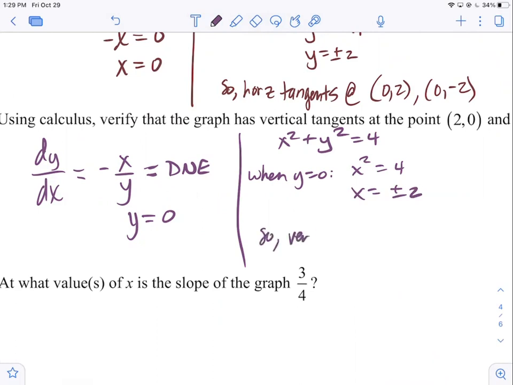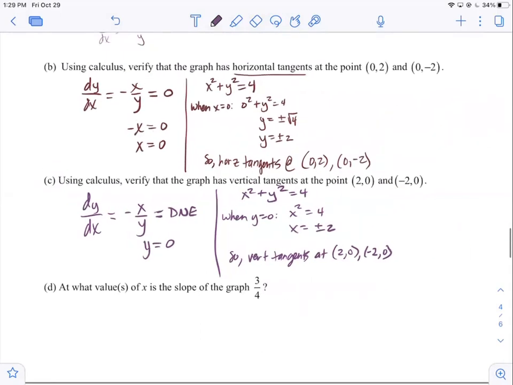So we have vertical tangents at, now we pair those up, 2, 0 and -2, 0. Now, if you had the same value that made both the top and the bottom 0, you would have to throw it out. But we don't. These are different points, right? If an ordered pair showed up in both of them, you would just get rid of it. It wouldn't be horizontal or vertical. All right, so that's a verification.